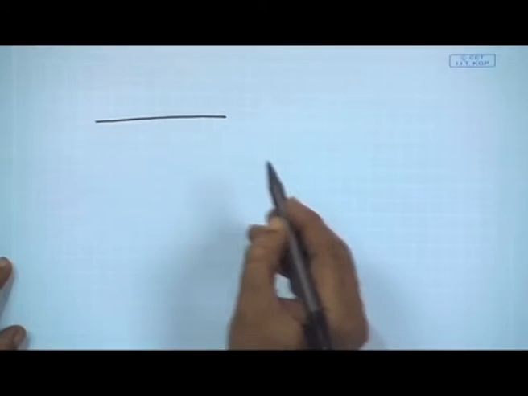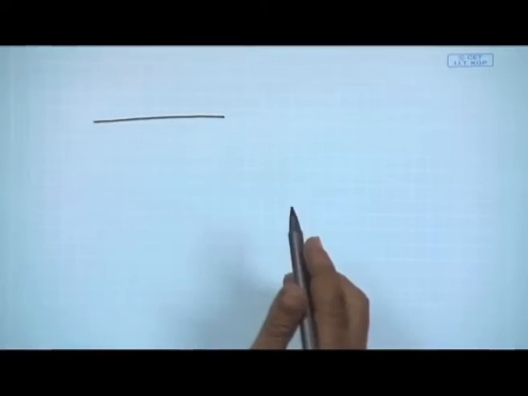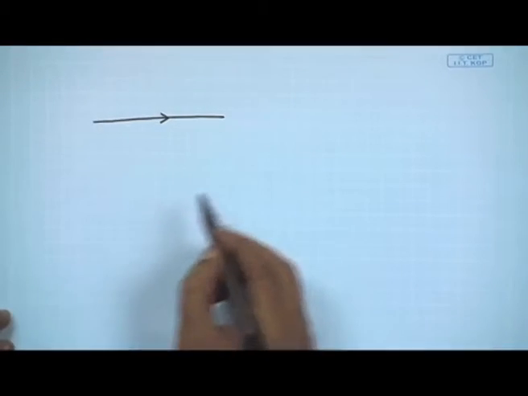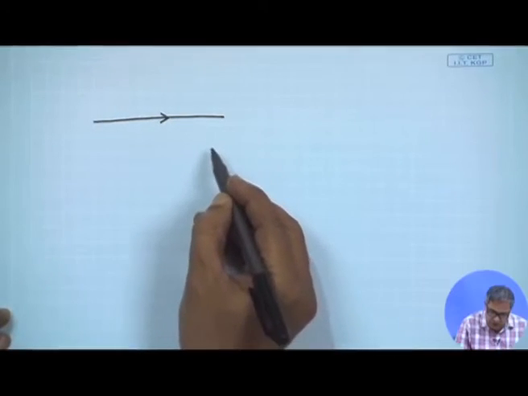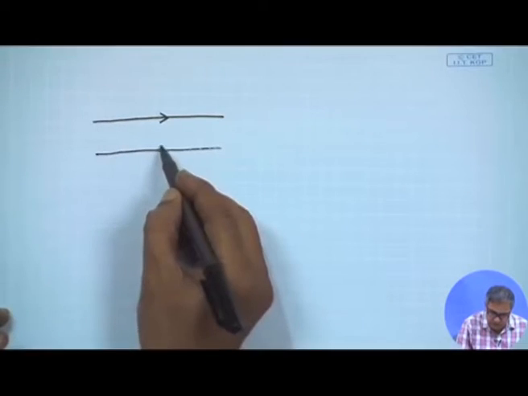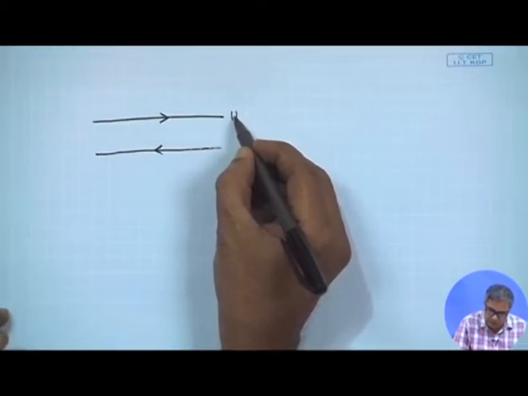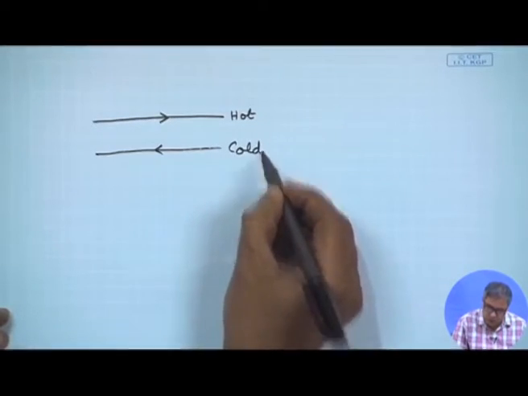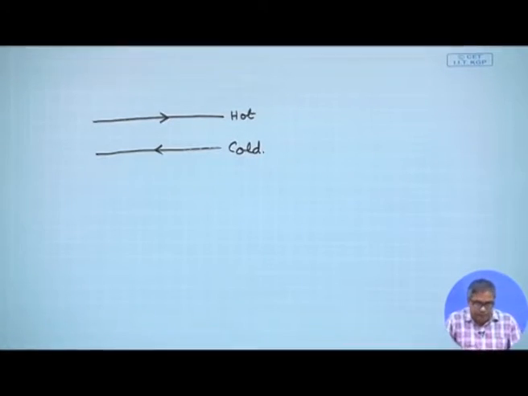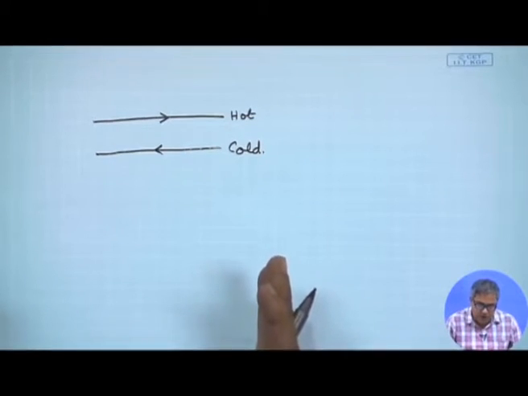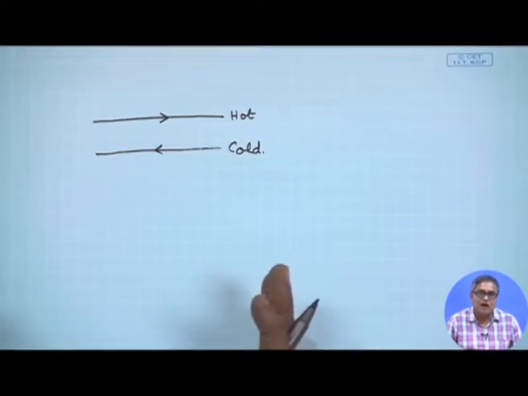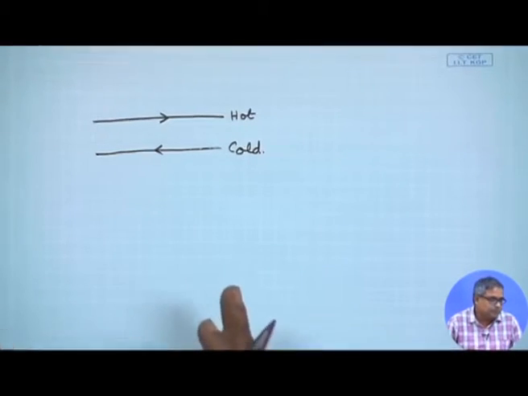let us say this is one fluid and the other fluid is flowing in the opposite direction. Let us say this is hot and this is cold. So, what we will have? The arrangement is called a counter flow arrangement. So, the fluid flow directions are opposite to each other.